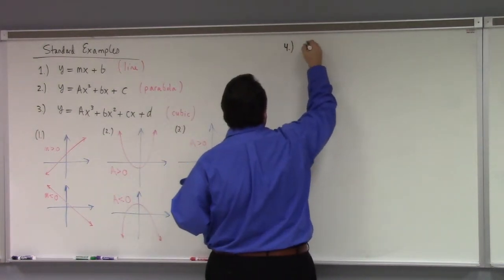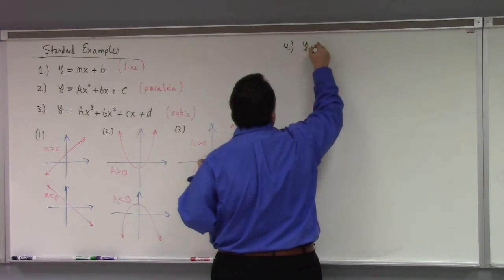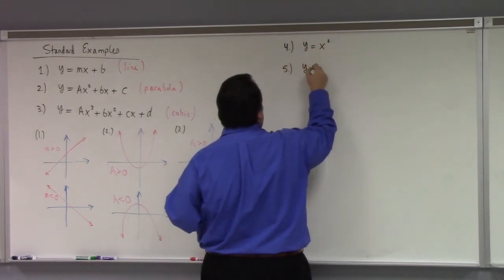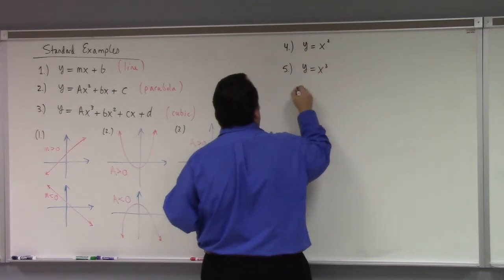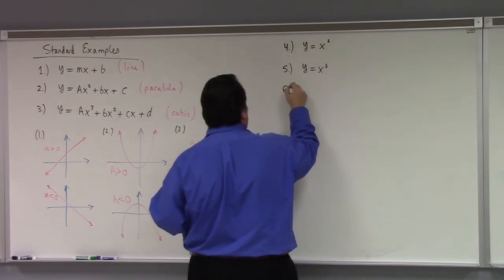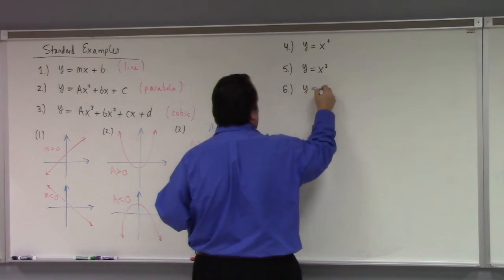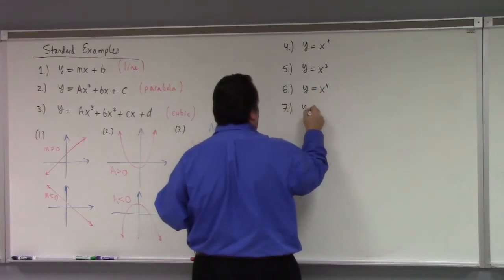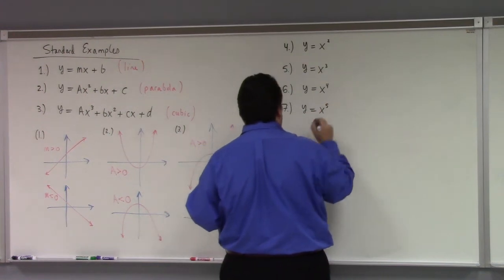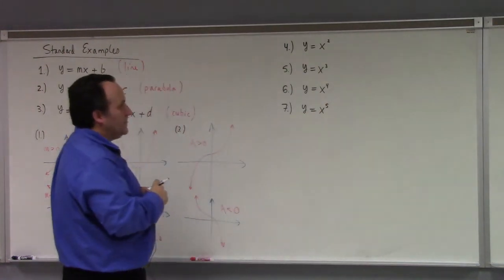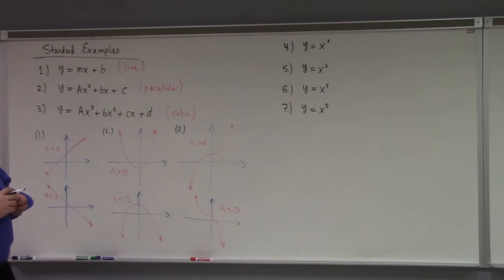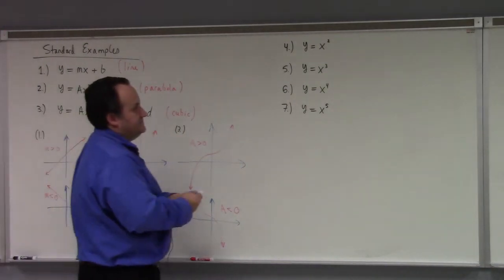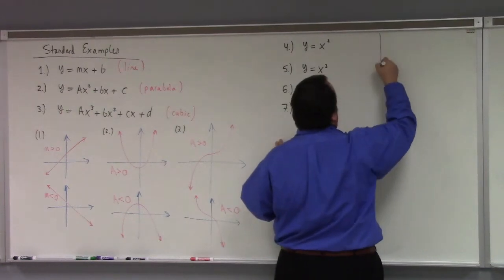Like number 4 would be y equals x squared. Number 5 would be y equals x cubed. Number 6 would be y equals x to the 4th. Number 7 would be y equals x to the power 5. I think that's enough. So what do those look like? It's like y equals x squared.